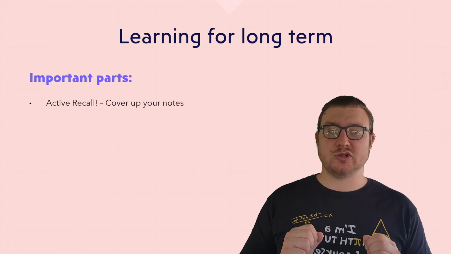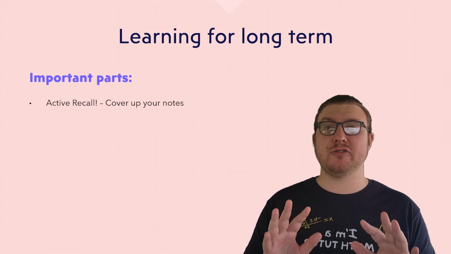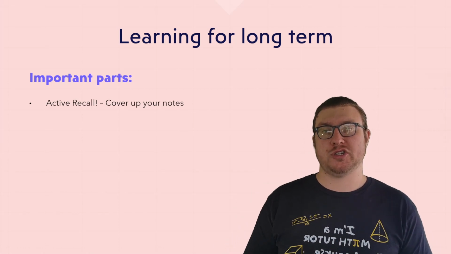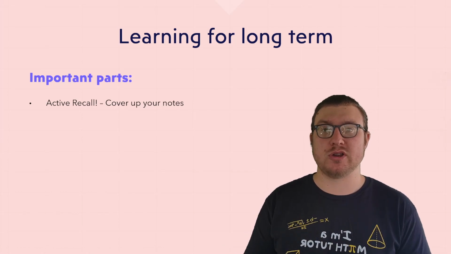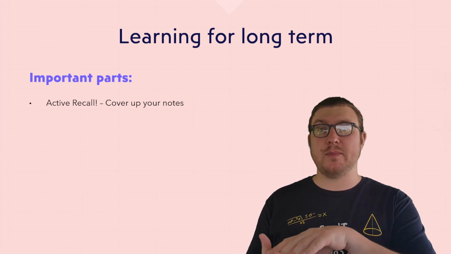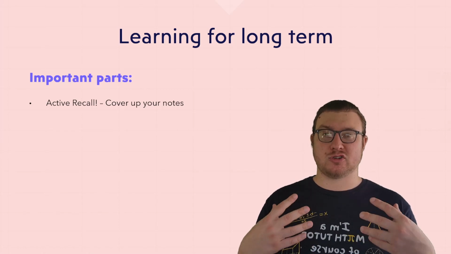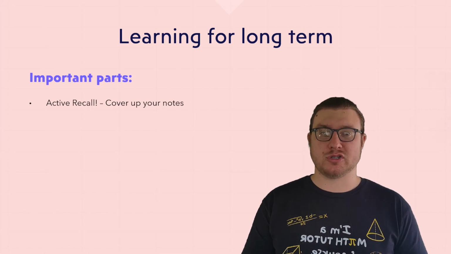Now, all you need to do is flip your page, turn it upside down so you see nothing, wait a few seconds, and then try and remember all the information on the sheet. Can you explain the information that was on your notes? This will be difficult in the beginning, and you're allowed to go back and check your notes, but then flip it again and try again. This active recall part will help you learn for the long term.